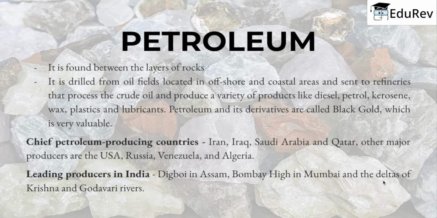Next comes petroleum. Petroleum is found between the layers of rocks. It's drilled from oil fields located in offshore and coastal areas and then sent to the refineries that process the crude oil and produce a variety of products like what?